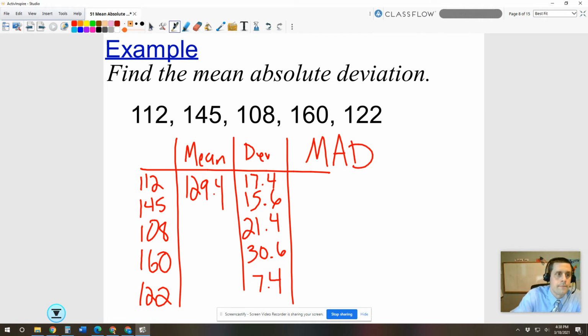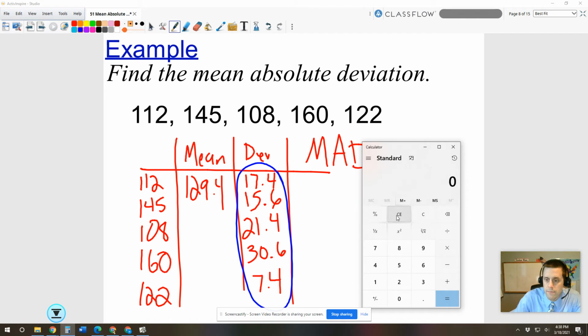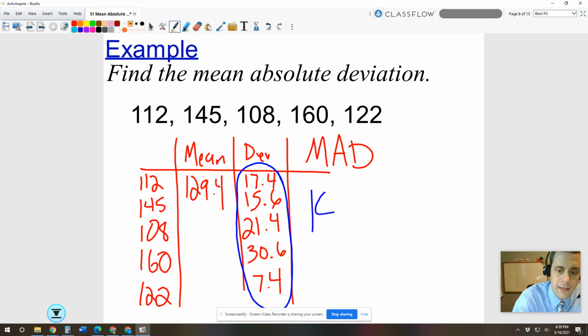To do that, I'm going to take all of these deviations I just calculated, and I'm going to find the mean of those. So step one for mean is to sum my values. So 17.4 plus 15.6 plus 21.4 plus 30.6 plus 7.4. I get a sum of 92.4 when I add all my deviations together, and then my final step is to divide by how many elements were in the set. There were 5 deviations, so I'm dividing that by 5, and I get a mean absolute deviation of 18.48.